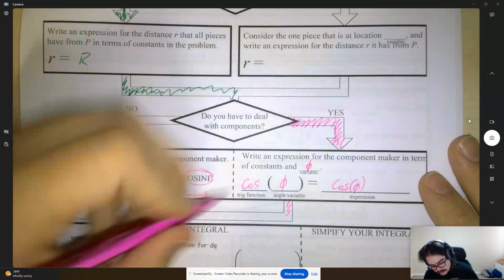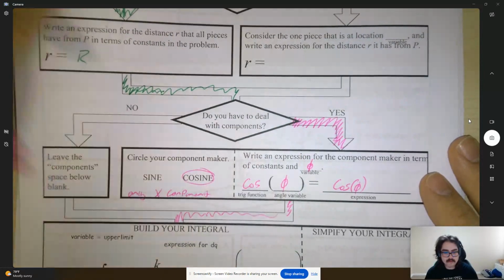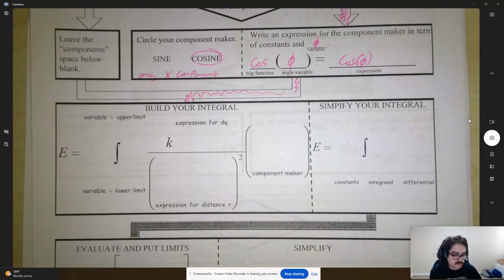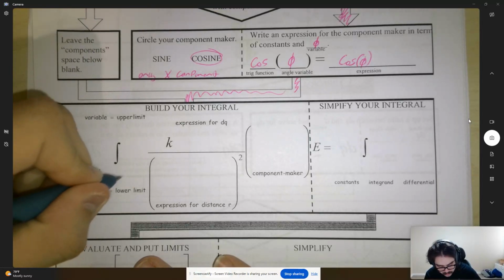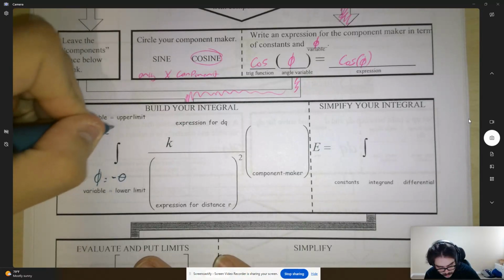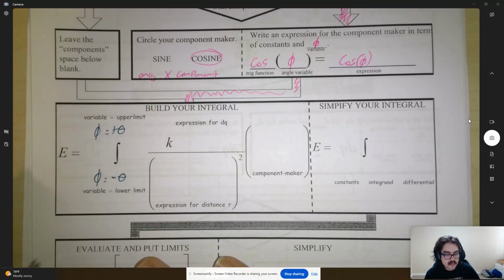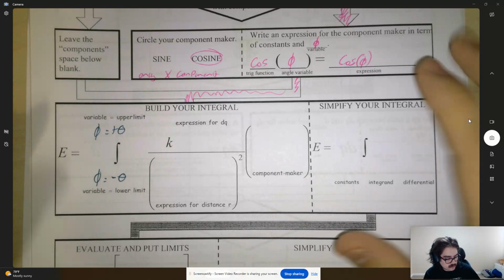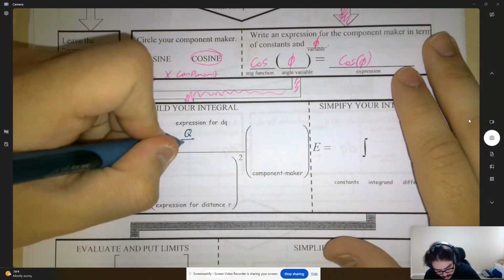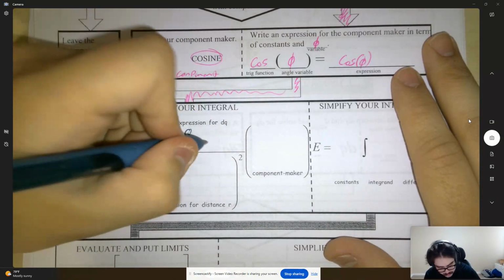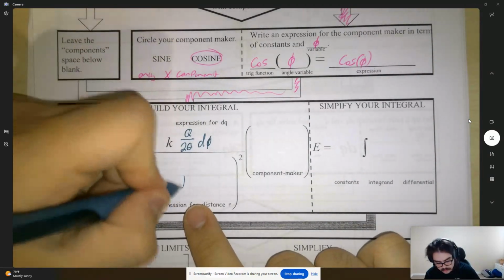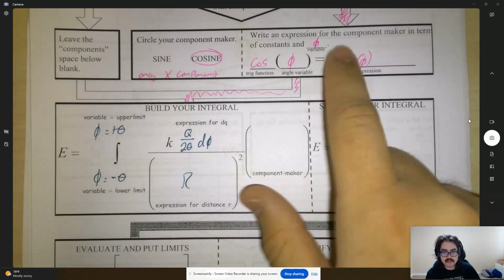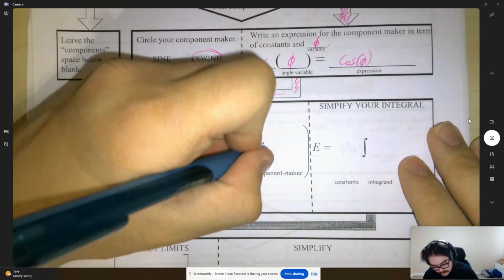Now I've got all my pieces. I just need to build my integral now. That's the last thing I need to do. So I'm just going to put everything that I've said into here. My lower limit is going to be phi equals negative theta, and my upper limit is going to be phi equals positive theta. My expression for dq I got earlier is Q over 2 theta times d phi. And then my expression for the distance r was capital R. My component maker is up here, that's cosine phi.